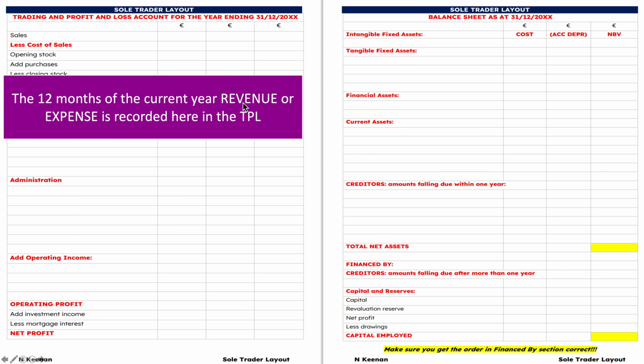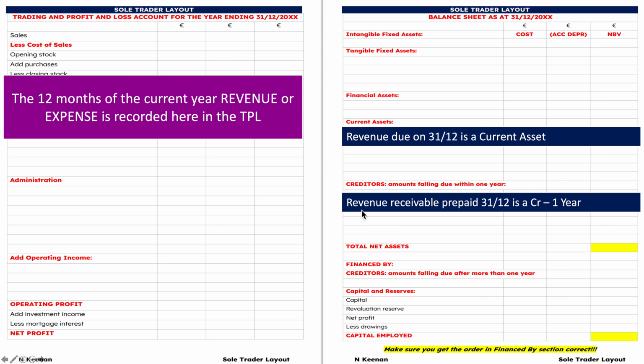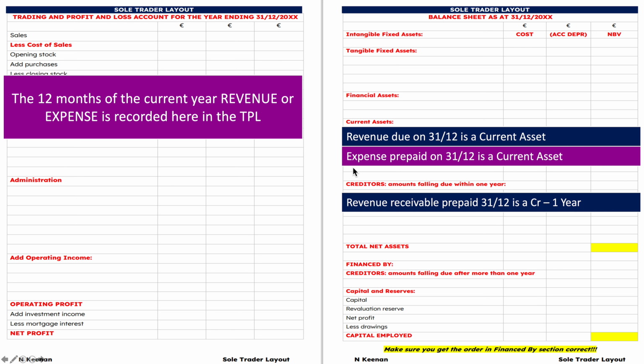So 12 months of the current year, revenue or expense is recorded in the TPL. If we had a revenue due to us at the end of the year, for example, rent receivable due from a tenant, that would be a current asset. Whereas if our tenant prepaid us for say 6 months of the next year, that's actually a liability, because we owe the tenant 6 months' space in that building next year. Now, if we had an expense prepaid, such as insurance or rates prepaid at the end of the year, that would be a current asset.